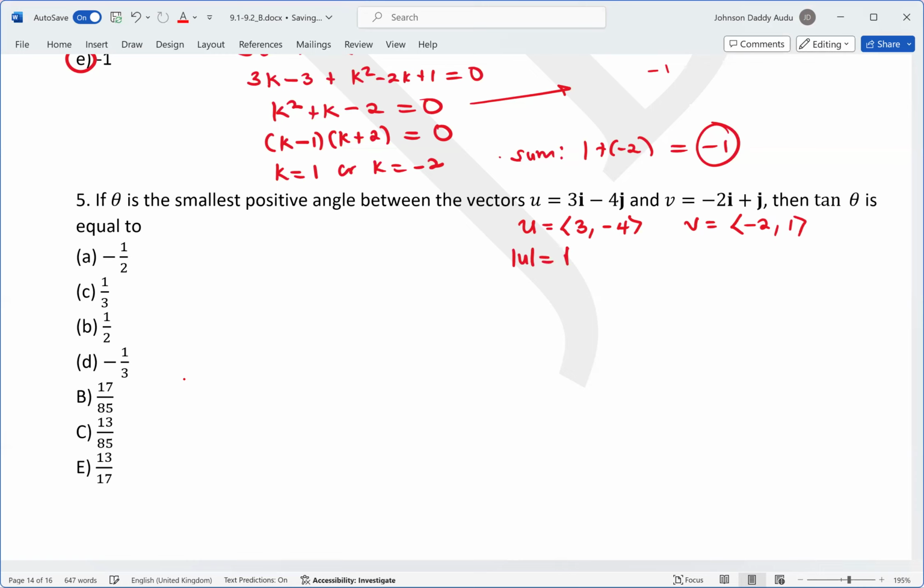The magnitude of u will be 3 squared plus minus 4 squared, and this is just going to be square root of 25. So the magnitude of u is 5. The magnitude of v is minus 2 squared plus 1 squared, which is equal to square root of 5.